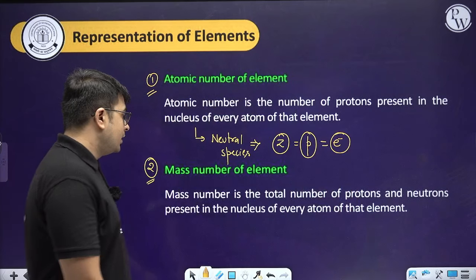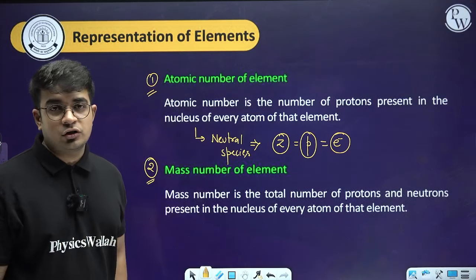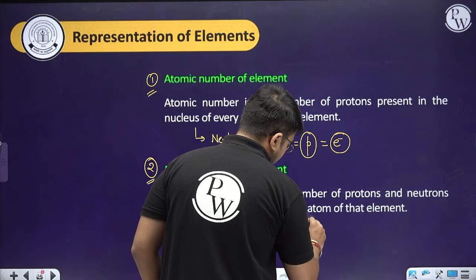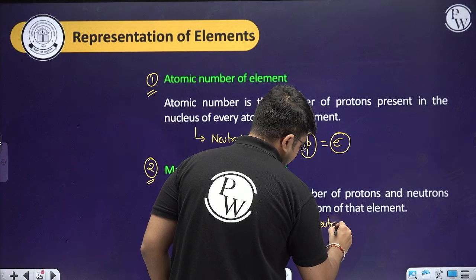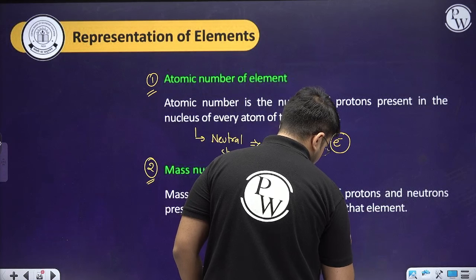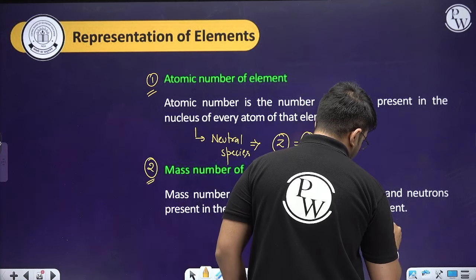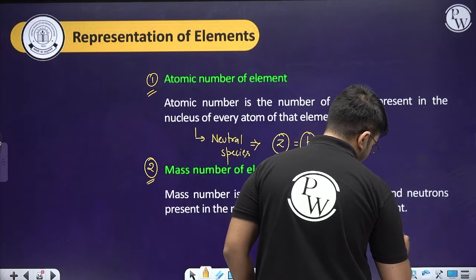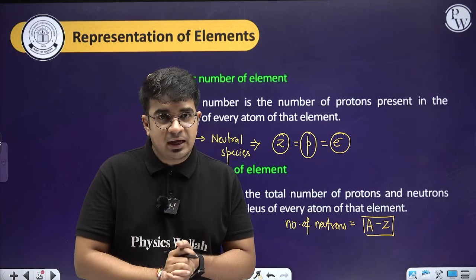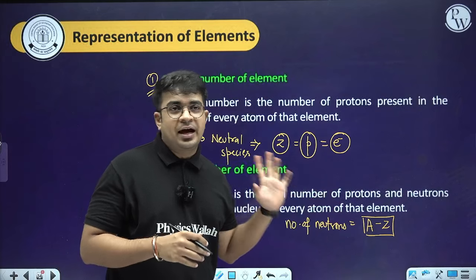The second part is the mass number, which is the total number of neutrons and protons present in the nucleus. So the number of neutrons can be easily calculated as the mass number minus the atomic number, because the mass number is the sum of the number of protons and neutrons, and the atomic number is the number of protons. So you can calculate the number of neutrons very easily. I hope this part is clear.